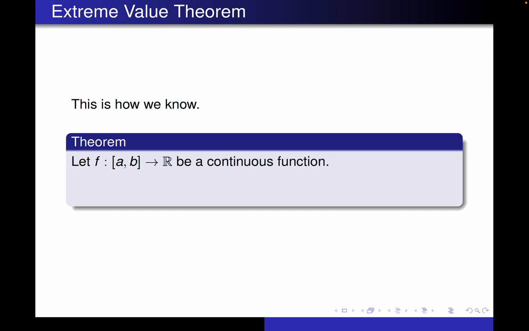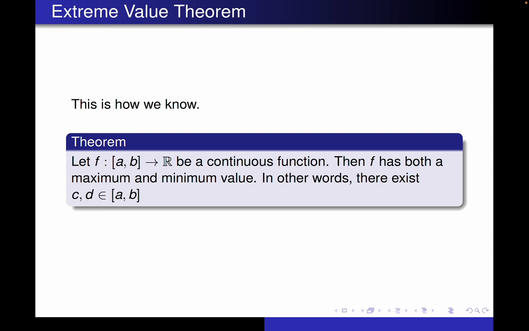So if you have a continuous function f from the closed interval [a, b] to the real numbers, then that function has both a maximum and a minimum value. And what we mean by a maximum and minimum value is there are two numbers, c and d, in the domain where every output of the function is greater than or equal to f(c) and less than or equal to f(d).